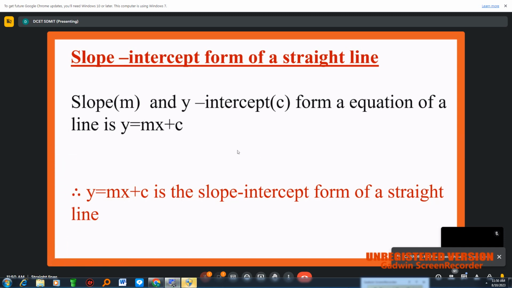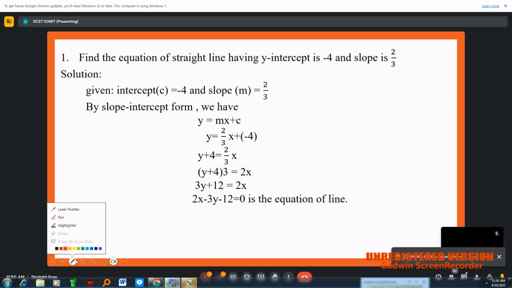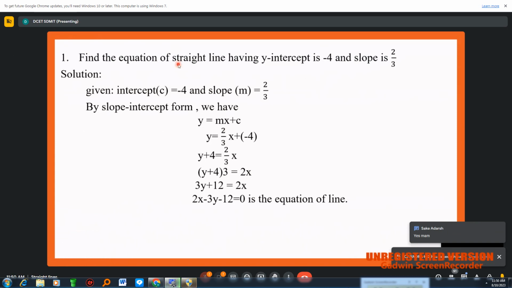And then we can see one problem using this one. See here, they have given: find the equation of a straight line having the y-intercept minus 4 and the slope 2 by 3. So they have given the intercept, that is the y-intercept, which we write as c, that value is minus 4, and the slope is m, they have given as 2/3. Now the slope-intercept form, we have the formula y is equal to mx plus c.